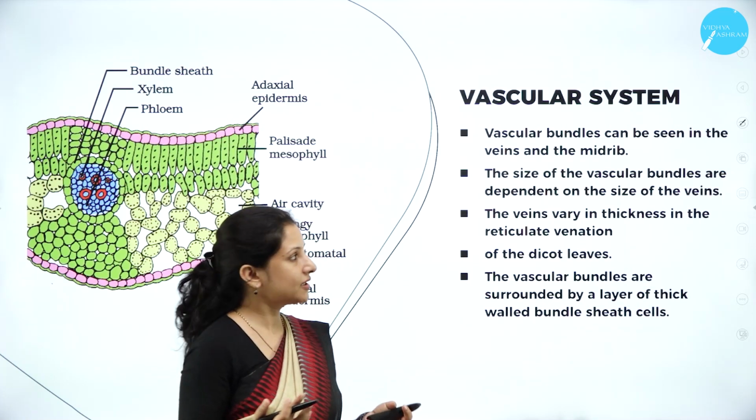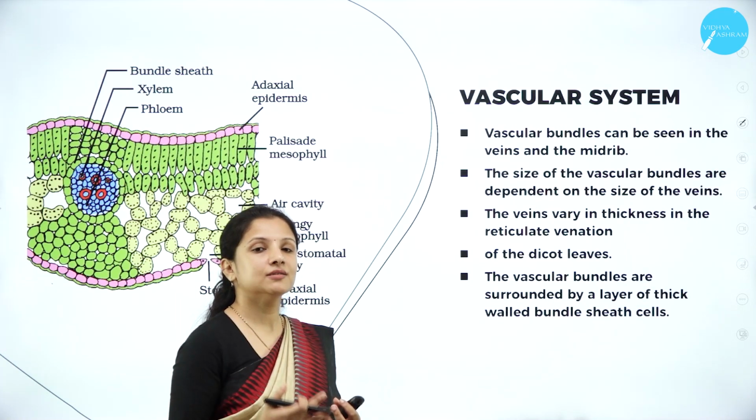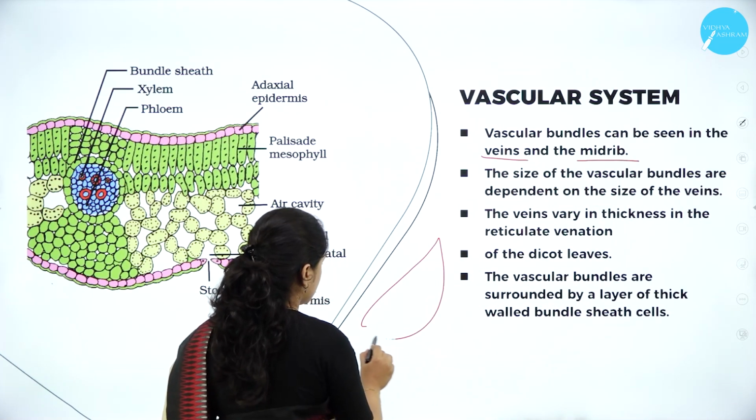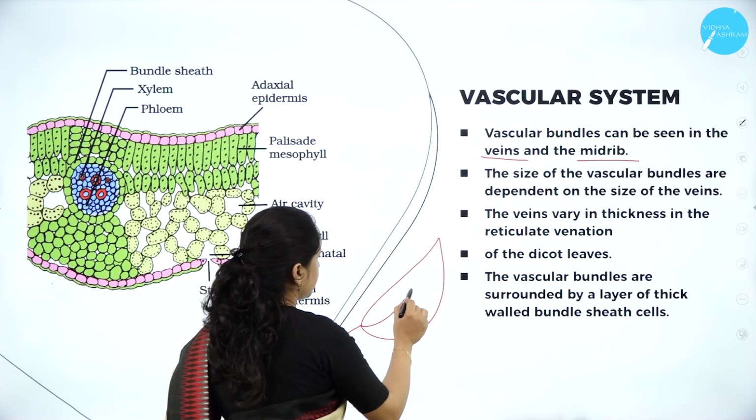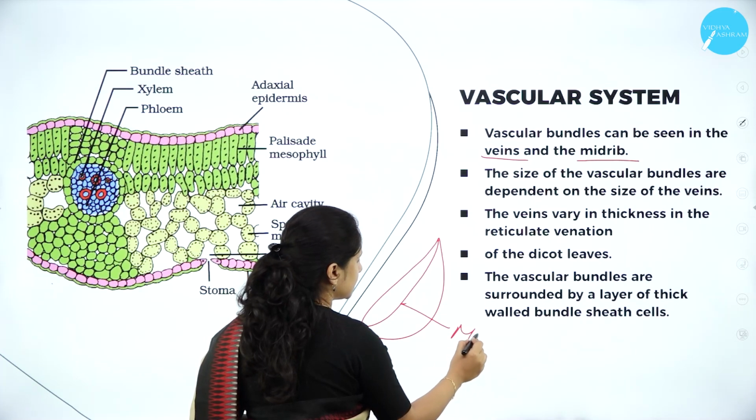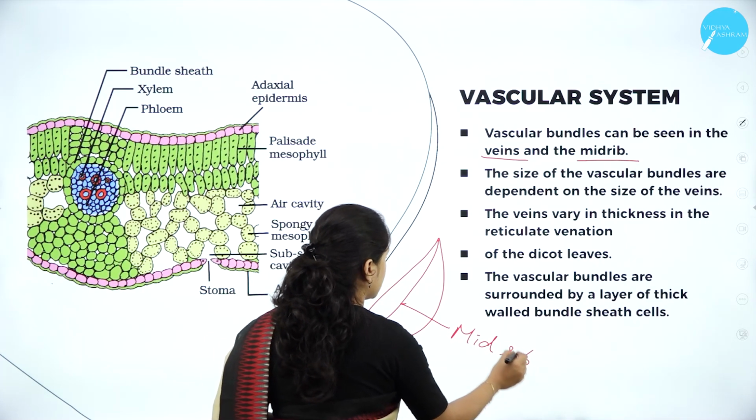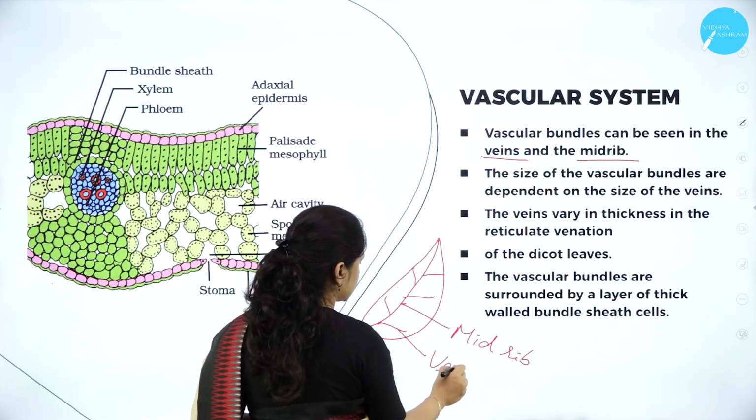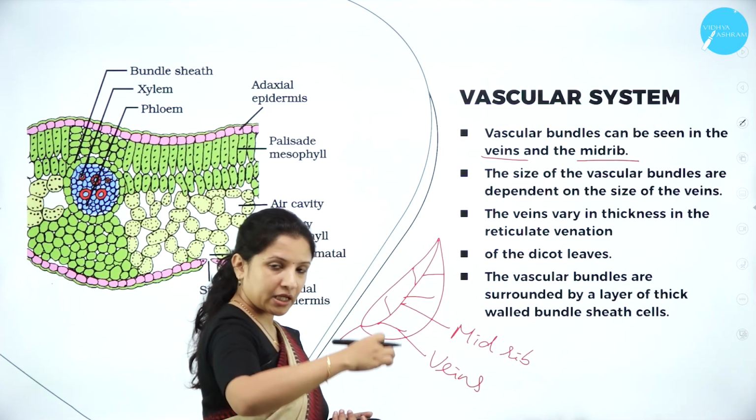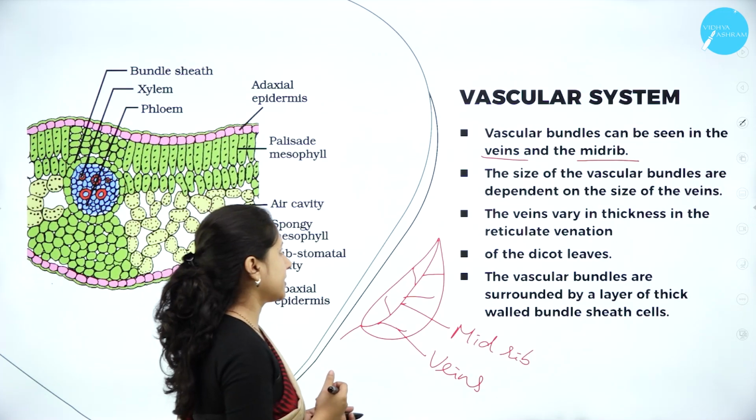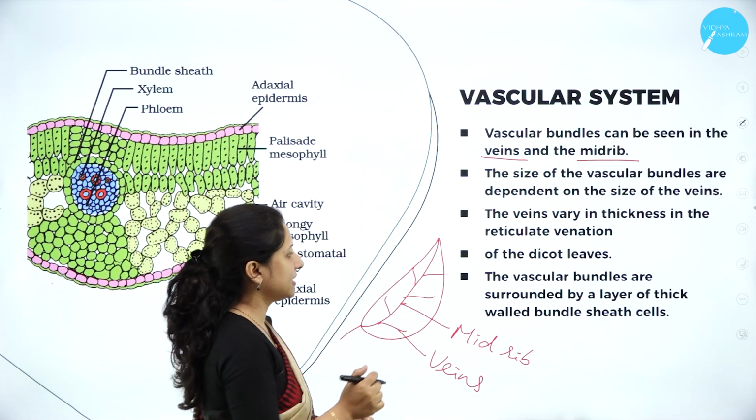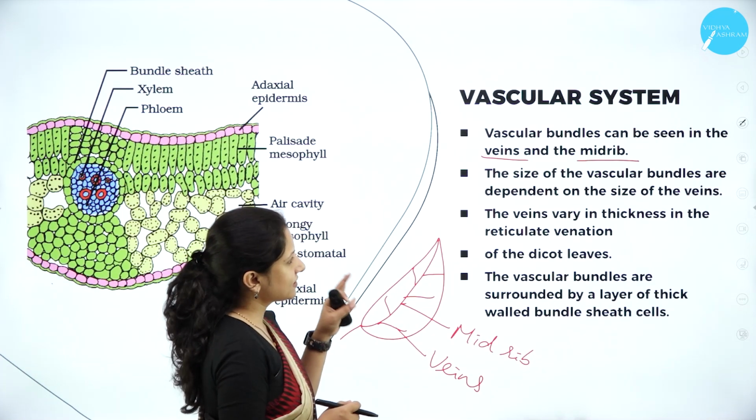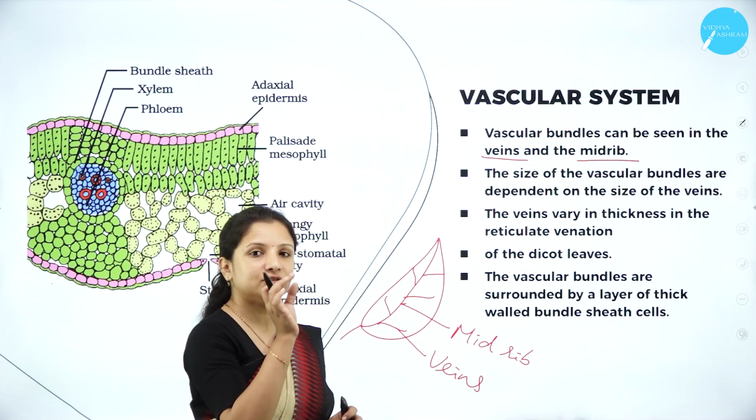Now, where are the vascular bundles distributed? So you can see the vascular bundles in the case of leaves, especially in the veins and the midrib. So when you draw a leaf, this will be the midrib. This is the midrib and all the lateral veins arising from it, these are the veins. So the midrib is the main vein from which all the other veins arise. So vascular bundles can be seen wherever the veins are present and wherever the midrib is there in the case of leaves.